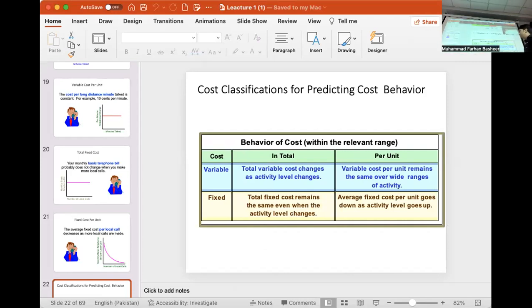Okay. So behavior of cost: total variable cost changes as activity level changes, definitely, and per unit remains same. Total fixed cost remains same when the activity level changes up to a certain level. Keep in mind, 100,000 was a cap. Till then it will remain same. And average fixed cost per unit changes as activity level changes.